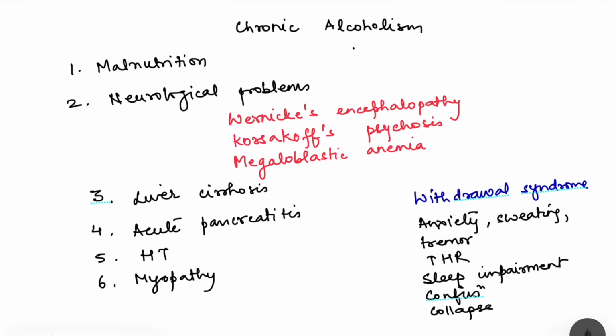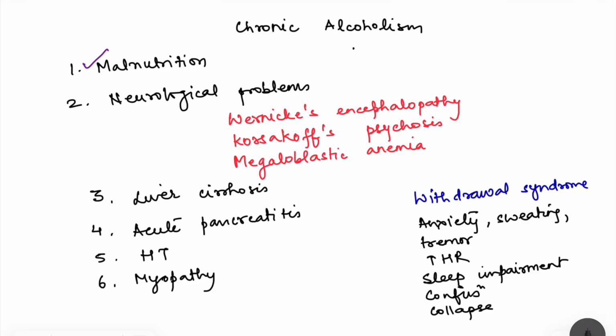Then chronic alcoholism. Now chronic alcoholism is a problem because it leads to malnutrition. An alcoholic generally gets his energy from alcohol itself, and there is a tendency not to take food. So there is consumption of empty calories, and many times avoiding food. So it leads to malnutrition. There can be neurological problems because of vitamin deficiencies. So it can lead to Wernicke's encephalopathy, Korsakoff psychosis, and megaloblastic anemia.